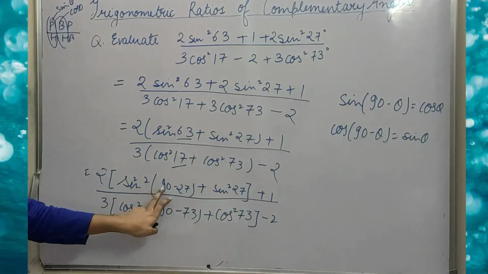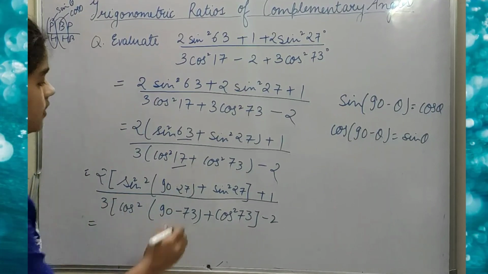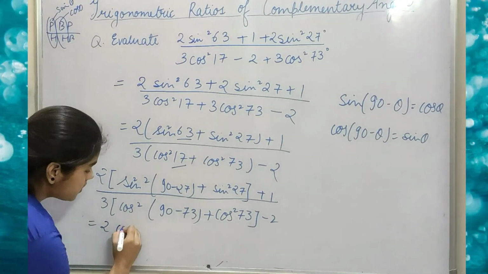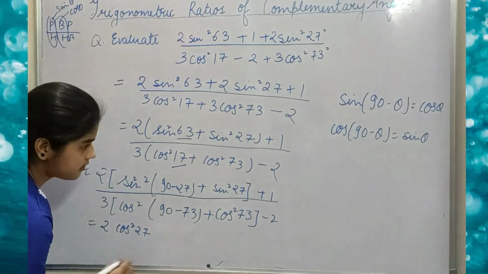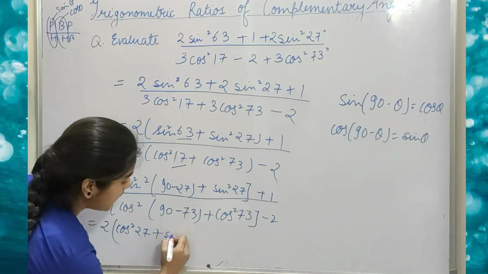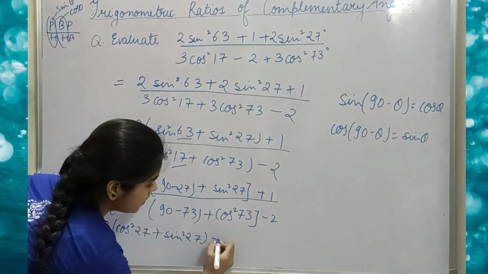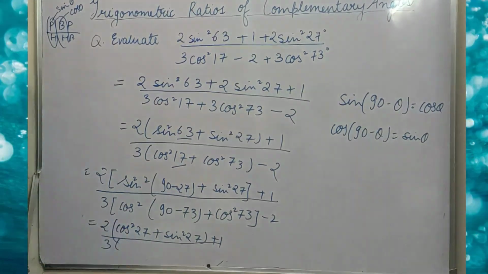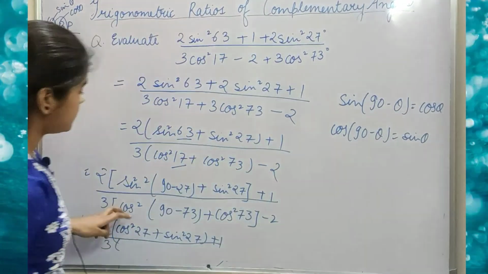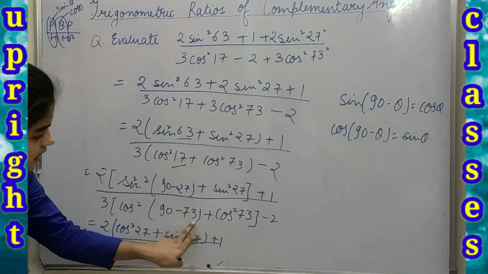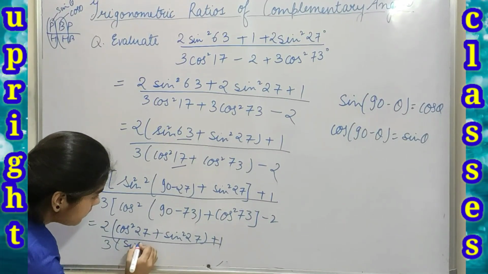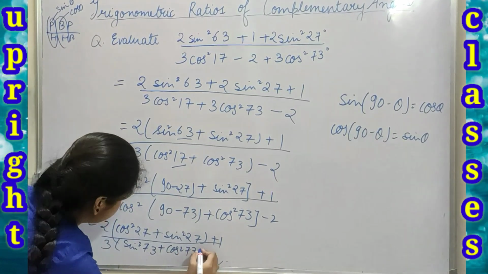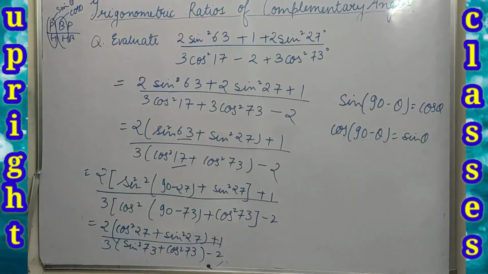From this formula, sin 90 minus theta is equal to cos theta. Here sin square 90 minus 27, theta is 27 here, so you can write it as cos square 27 degree. 2 cos square 27 plus sin square 27 plus 1 upon 3. This cos 90 minus theta is equal to sin theta, so this cos square 90 minus 73 will be equal to sin square 73, plus cos square 73, minus 2.